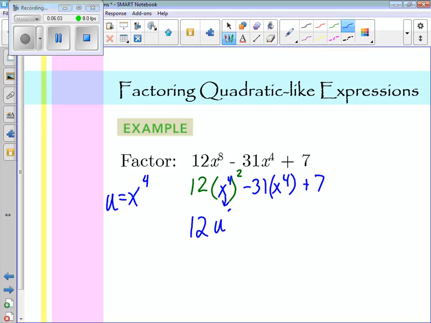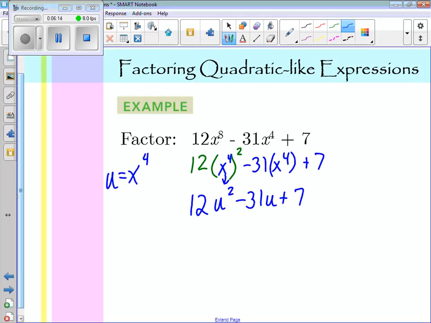Minus 31. Instead of x to the 4th, we're going to temporarily substitute u in there. Now we have a trinomial, but not a leading coefficient of 1, so we've got to do a times c: 12 times 7, 84. Put two terms multiplied 84 that will also add up to negative 31. With some work on the side, I saw negative 3 and negative 28.